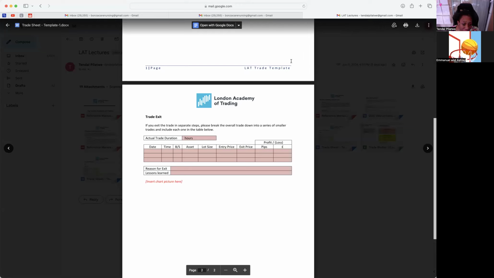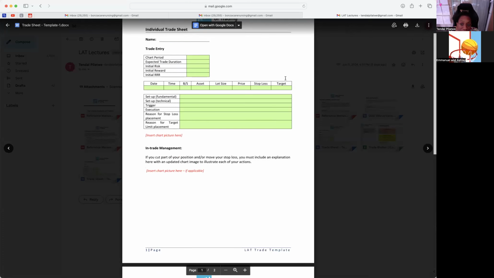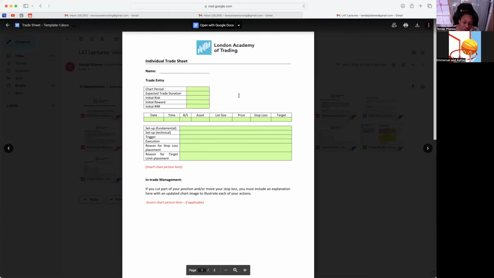And today we are going to learn about the Holy Grail strategy. So before we do that, we've got to go through the individual trade sheets.